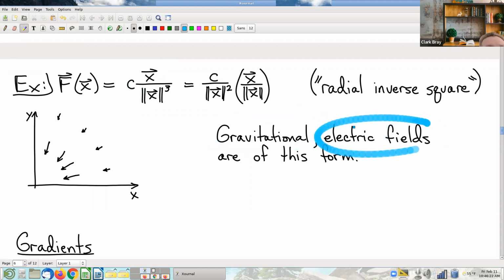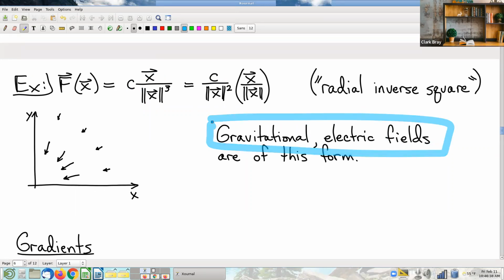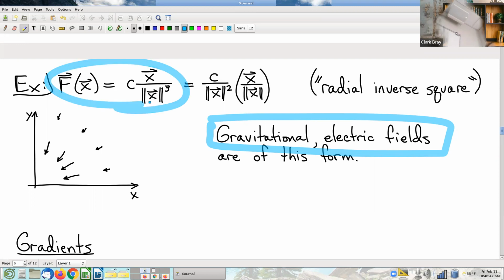Side note, electric fields also take this form, and depending on whether you have a positive or negative particle, plus or minus, what this constant is, a lot of details that aren't our problem in a math class. But these are important vector fields, right? I mean, they're important forces, gravity, electricity, kind of a big deal. So this is an extremely important vector field to understand. We're going to do a ton of stuff with it later in the course, chapter 7, mostly chapter 7, as I recall.